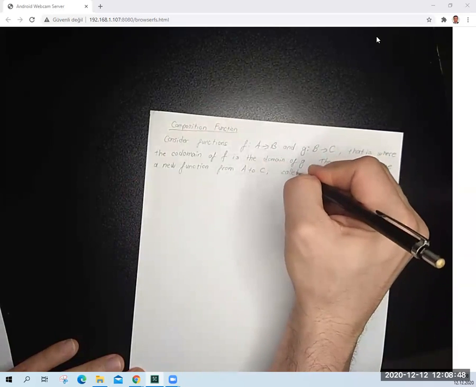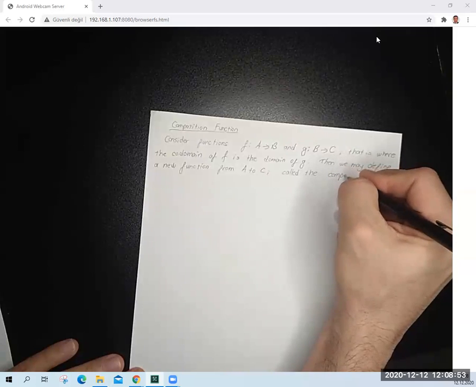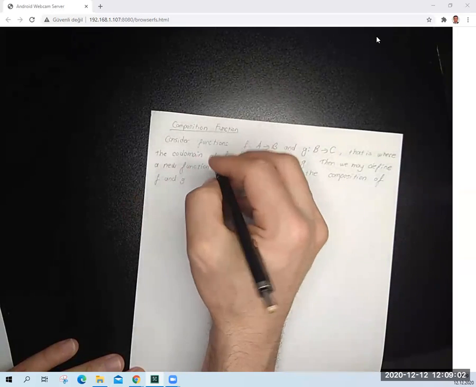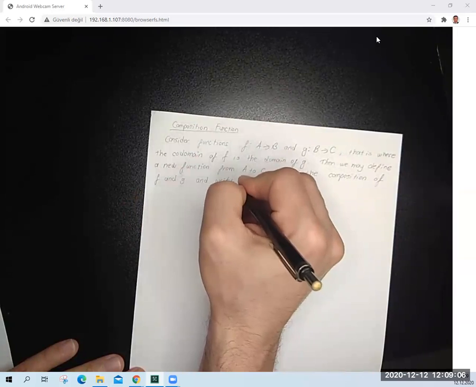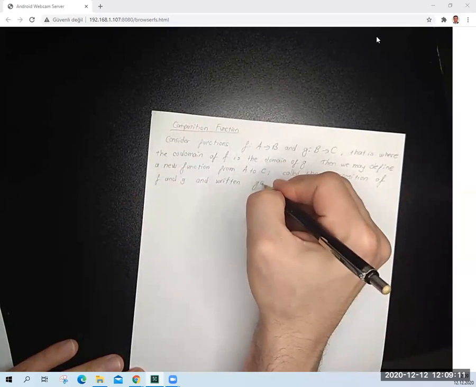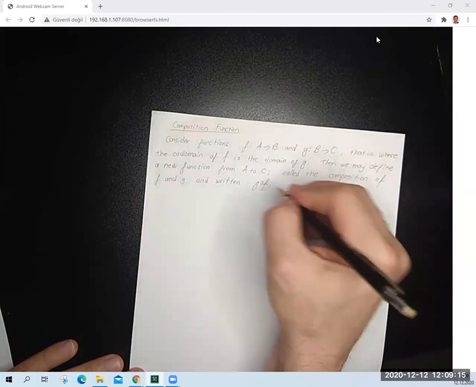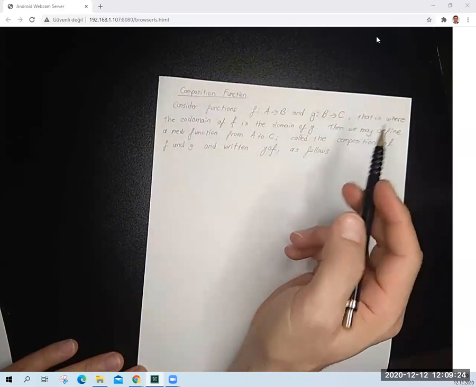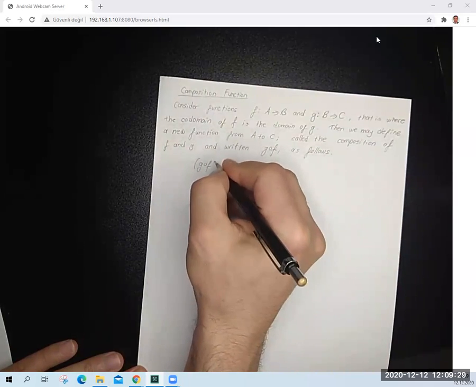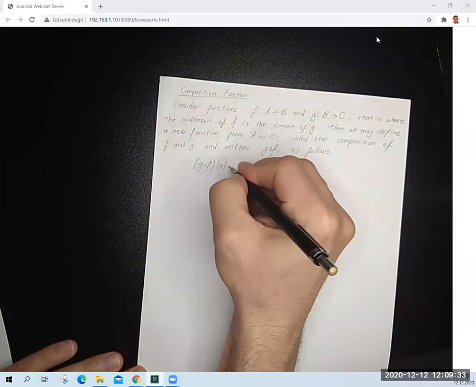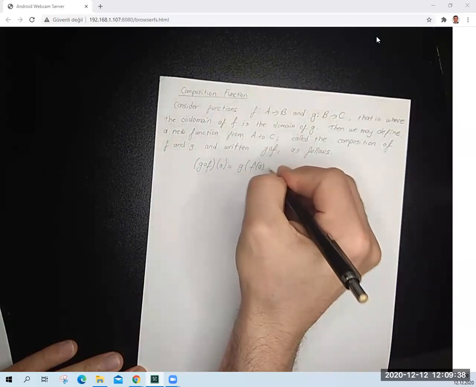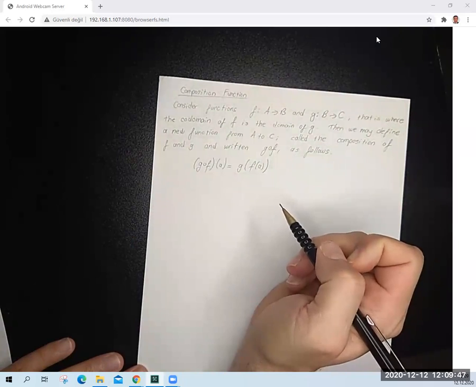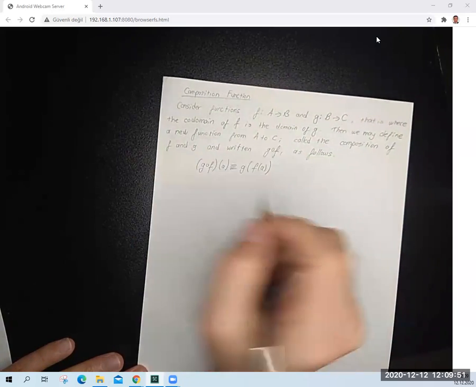Which is called the composition of f and g, written as g of f, right? So g of f is a composition function: (g of f)(a) is equal to g(f(a)). So g of f of a. We will say there are equalities.